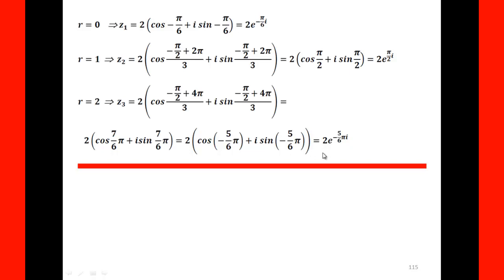In the exponential form, it will be 2, which is the modulus of the complex number. The modulus equals 2. So it is equal to e to the power theta i. What is the value of theta? The value of theta is negative 5 over 6 pi. So the final result will be 2e to the power negative 5 over 6 pi i.